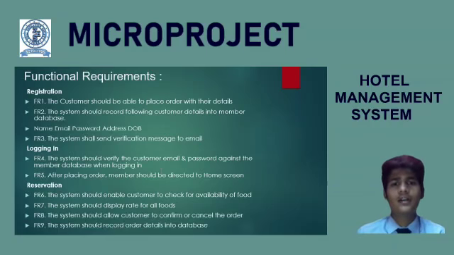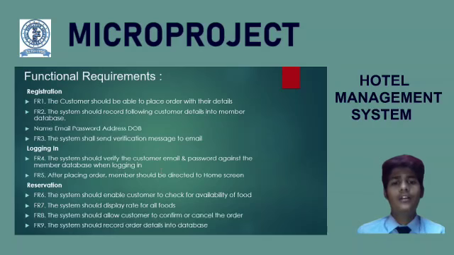Functional requirements. Registration. The customer should be able to place their orders with their details. The system should record the following customer details into a member database: name, email, password, address, DOB. The system shall send a verification message to the email. Logging in. The system should verify the customer's email and password against the member database when logging in. After placing an order, the member should be directed to the home screen.